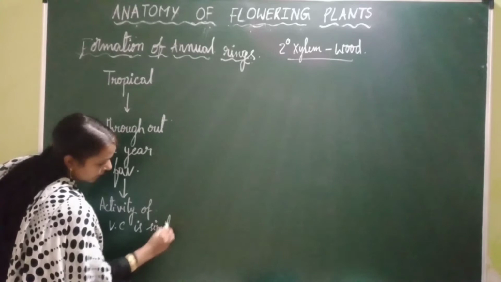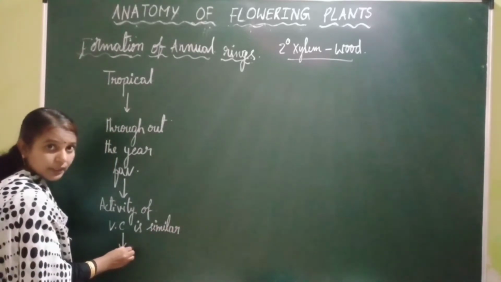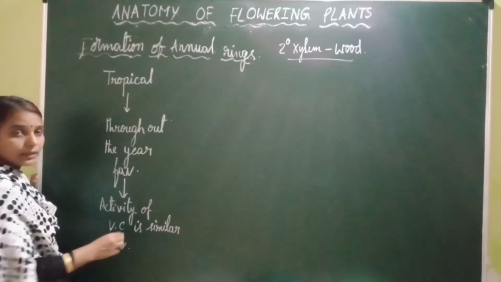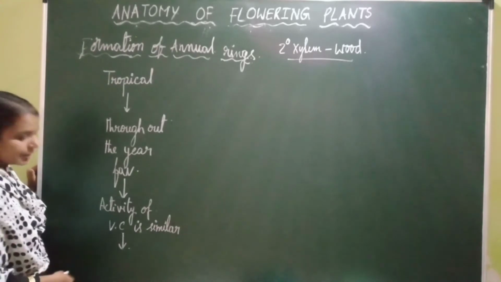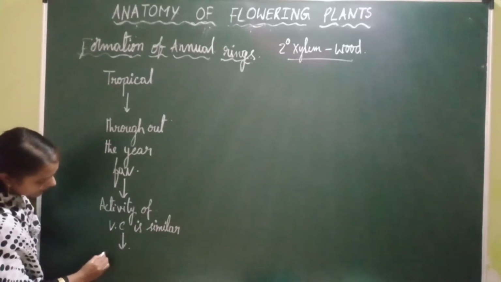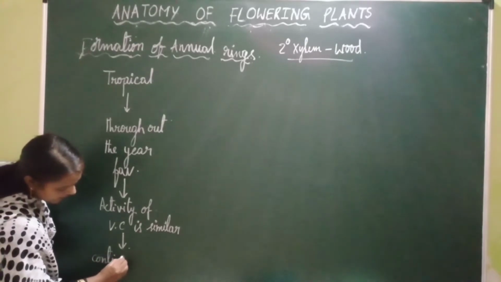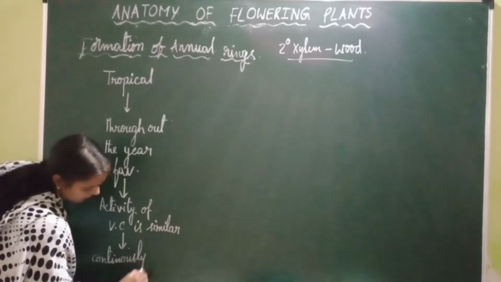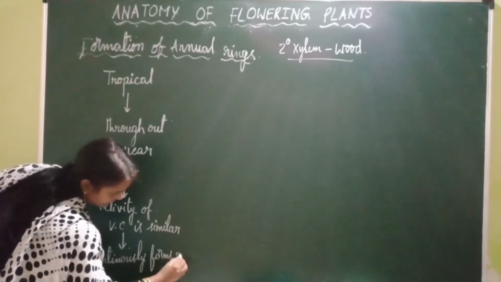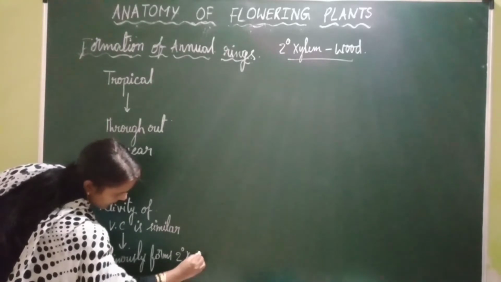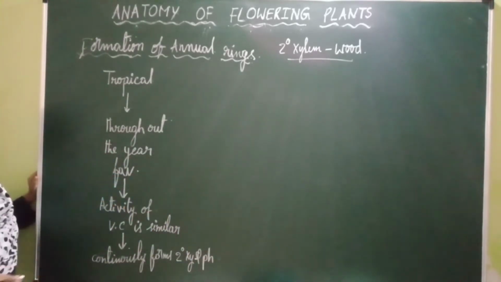So when it is similar throughout the year, this vascular cambium is active throughout the year and it continuously will be forming secondary phloem and secondary xylem, that is secondary permanent tissues, right? So it is continuously involved in the formation of secondary xylem and secondary phloem. So this is about tropical regions.